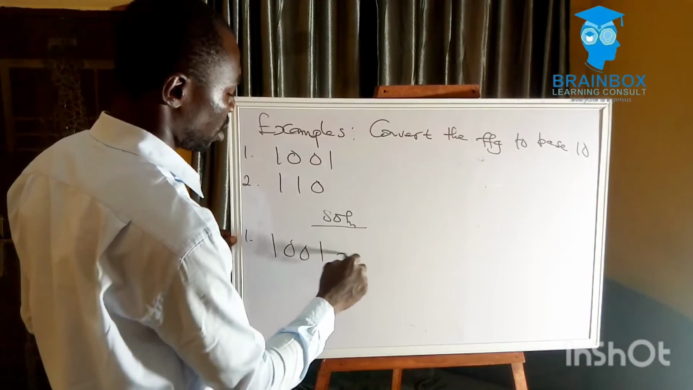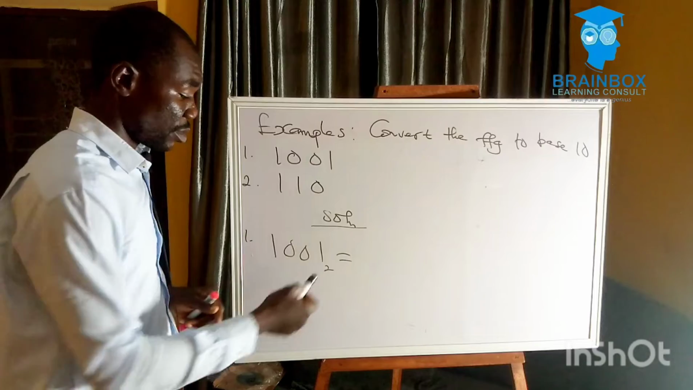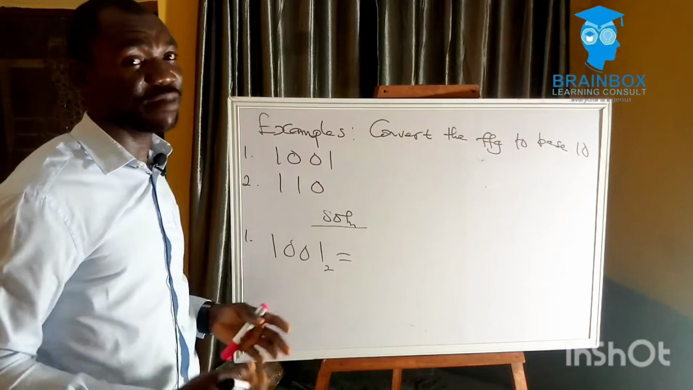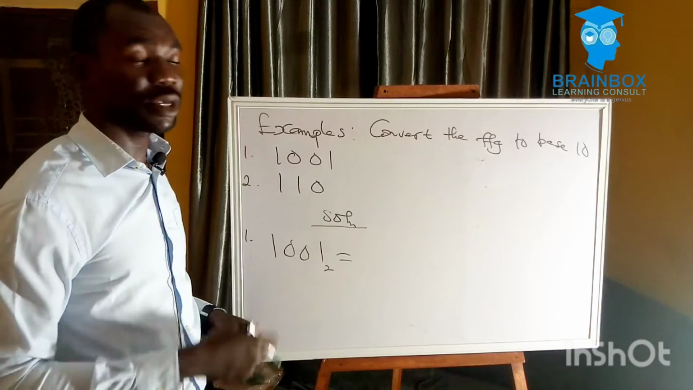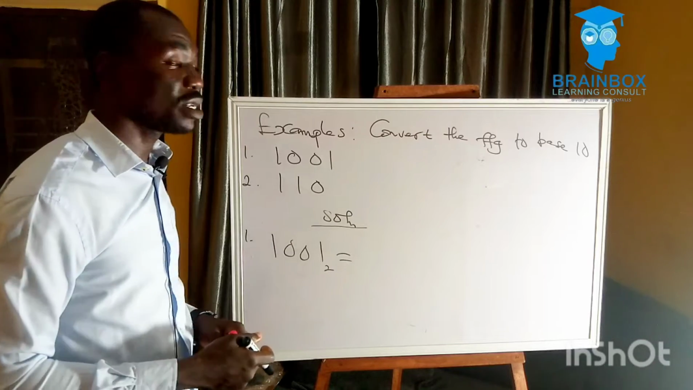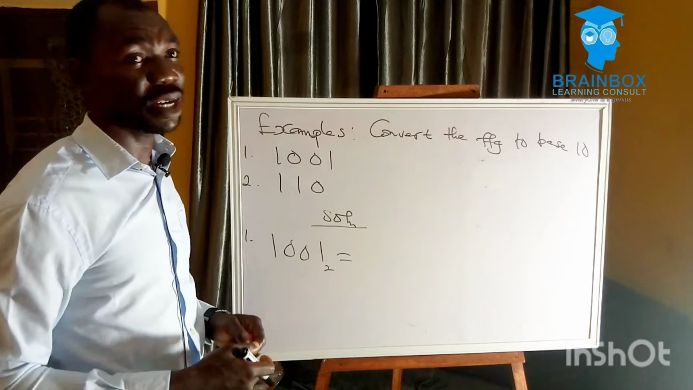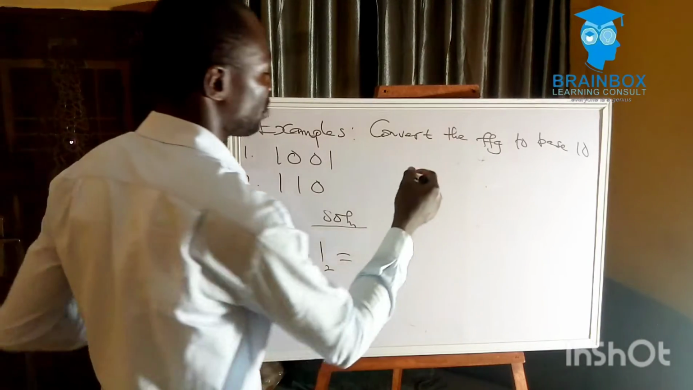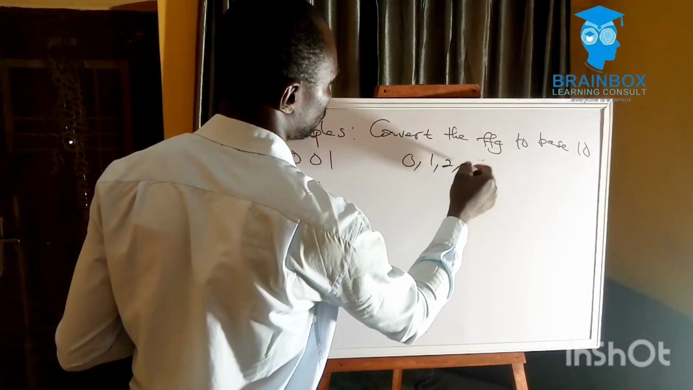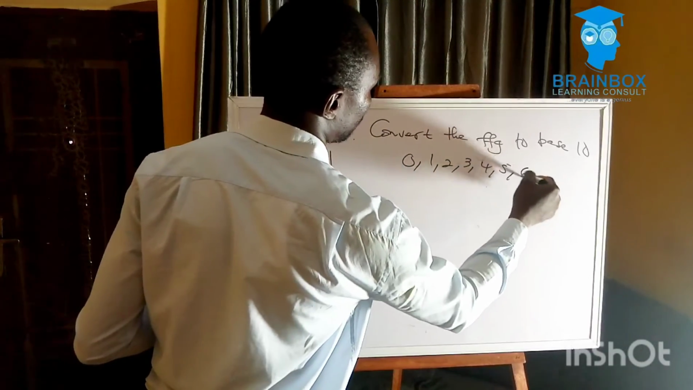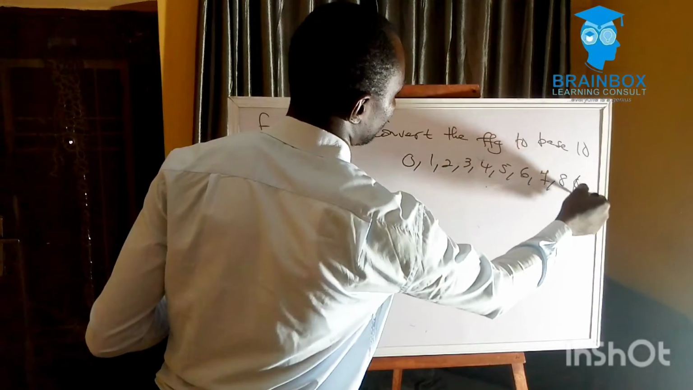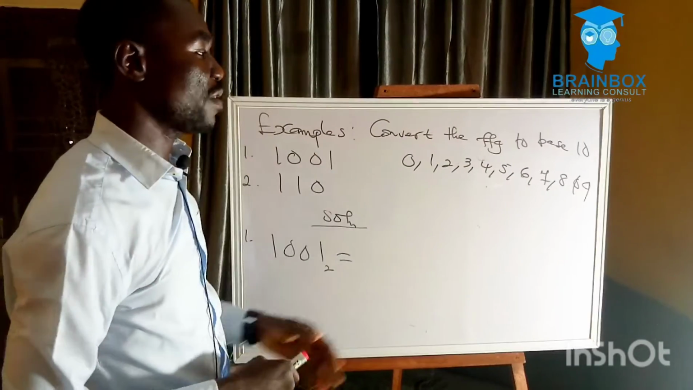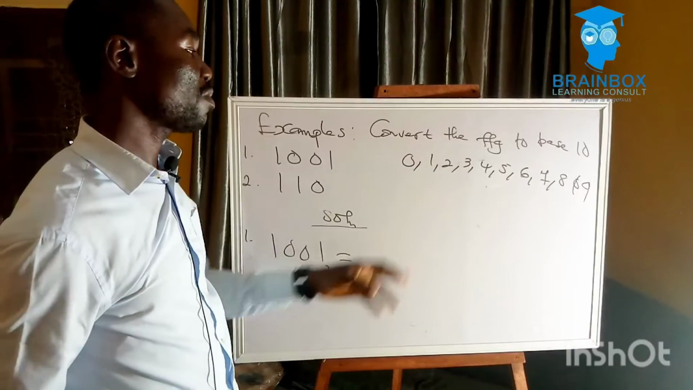So that's base 2. Now, this is very easy. If there are 4 digits, the highest power there will be 3. If there are 5 digits, the highest power there will be 4. If there are 6 digits, the highest power there will be 5. The reason is that number-based system actually starts from 0. For instance, in number-based system, we have 0, 1, 2, 3, 4, 5, 6, 7, 8, and 9. You agree with me that every number here, if I write 10, I'll be repeating 0 and 1. If I write 12, I'll be repeating 1 and 2.